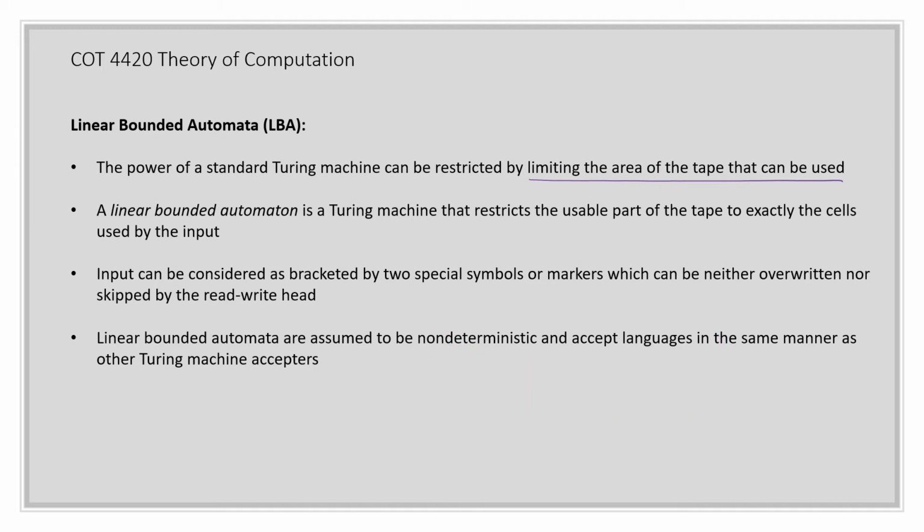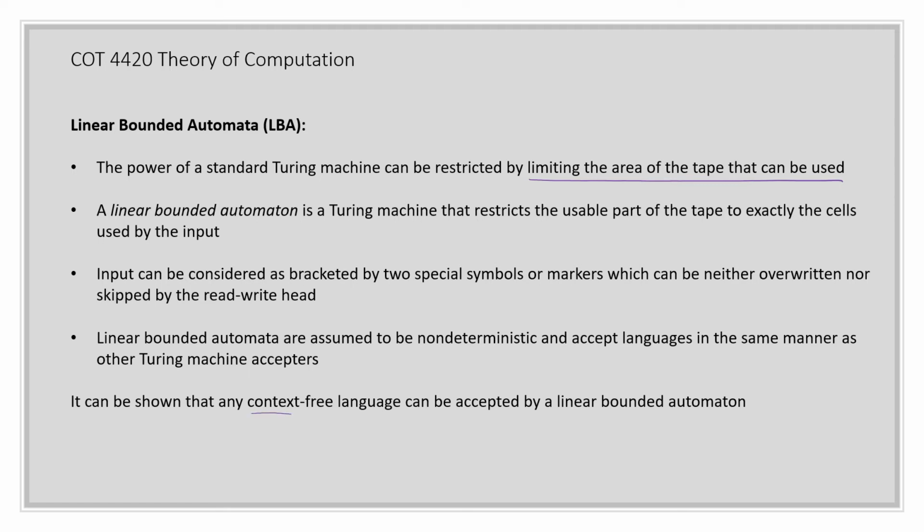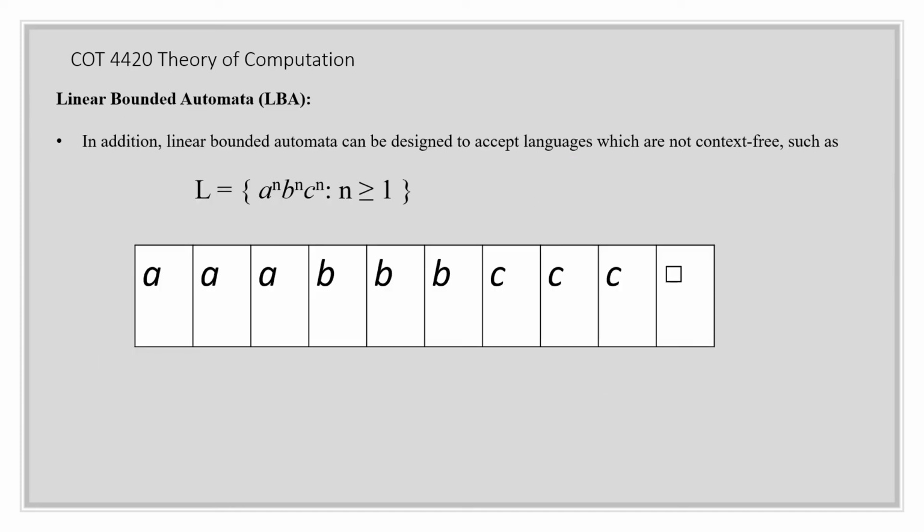A linear bounded automata is assumed to be non-deterministic and accepts languages in the same manner as other Turing machines accept. And it can be shown that for any context-free language, you can use a linear bounded automata, so it is above an NPDA. You could build a linear bounded automata for any context-free language, but you can also build one for a language that is not context-free. This right here is a language that is not context-free: A to the n, B to the n, C to the n.